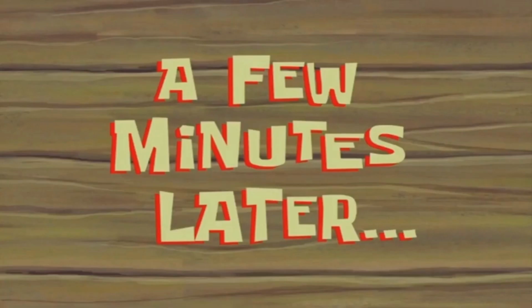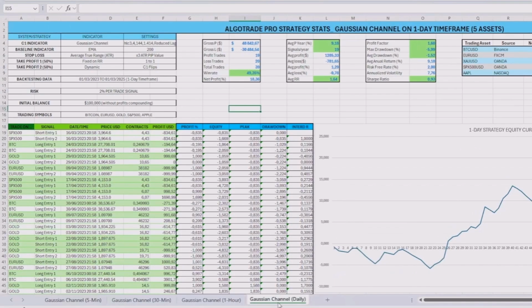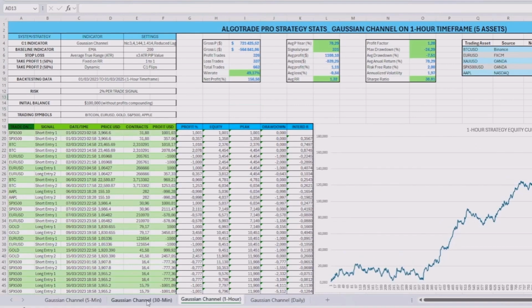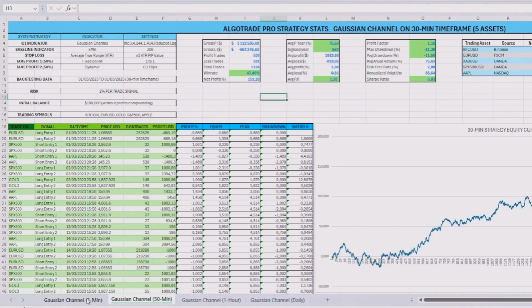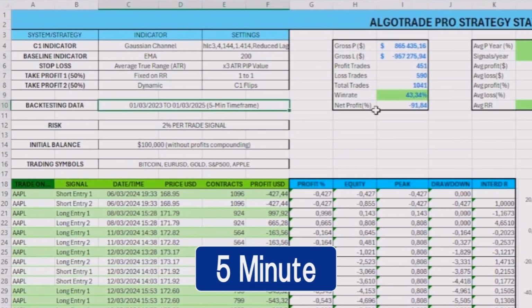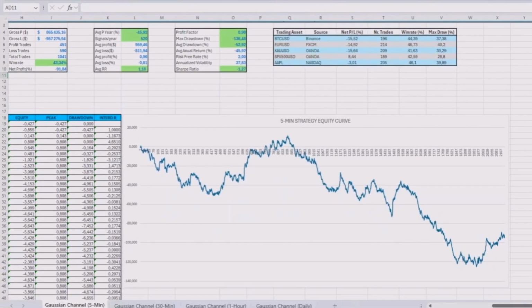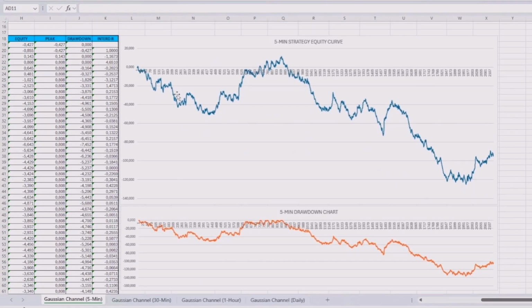A few minutes later. After analyzing almost 3,000 trades, the Gaussian channel delivered exceptional results, especially for day and swing trading. But let's break down its performance across different time frames. In the 5-minute one, the Gaussian channel struggled with a 43.34% win rate across 1,000 trades and a 90% total loss. The equity curve showed a strong downward trend, proving that this indicator is not effective for scalping.